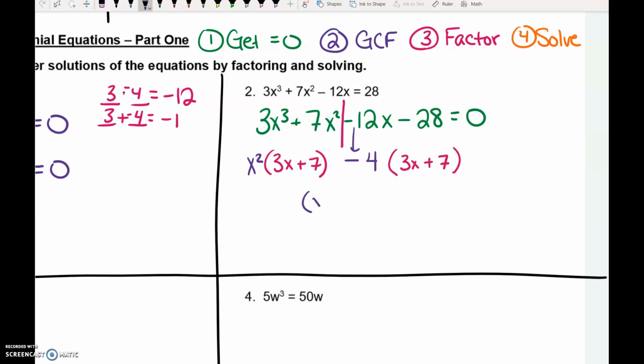So our factored form is x squared minus 4 times 3x plus 7. Is that fully factored? No. X squared minus 4 can factor further into x plus 2, x minus 2, and 3x plus 7.